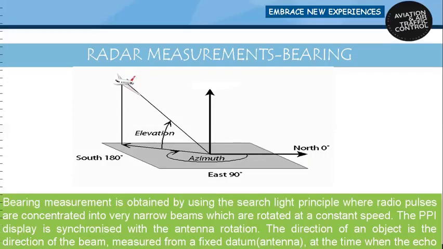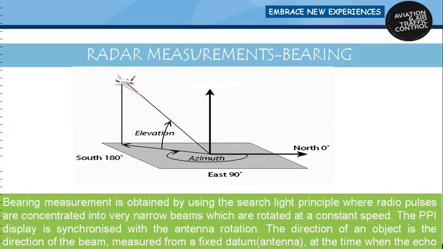So, the ability of a radar system to accurately determine angle is a function of the horizontal beam width of the antenna. If the radar sweep is referenced to the true north, the angle of a radar return can be measured relative to the true north.